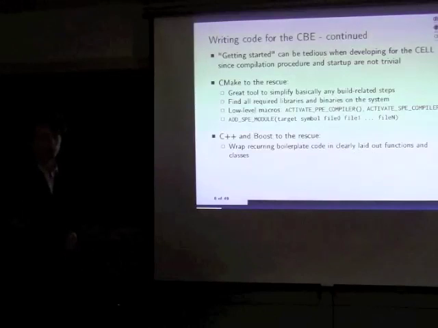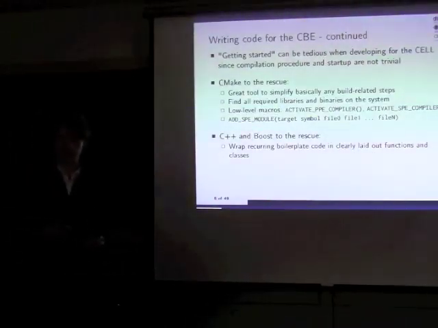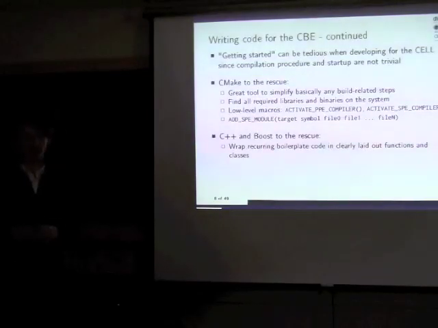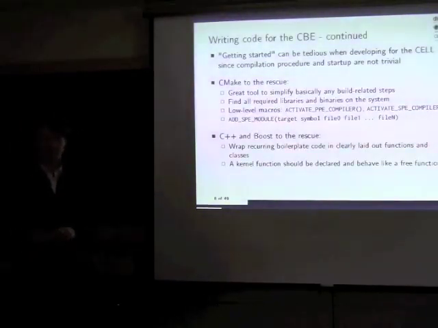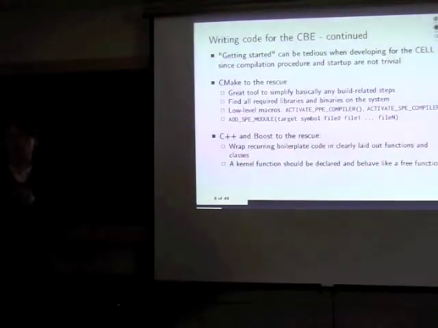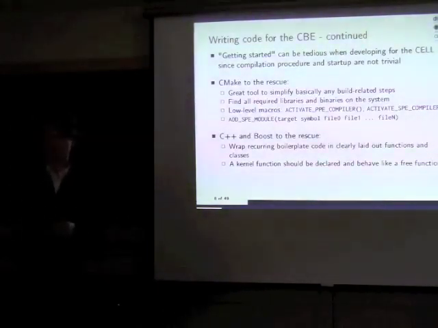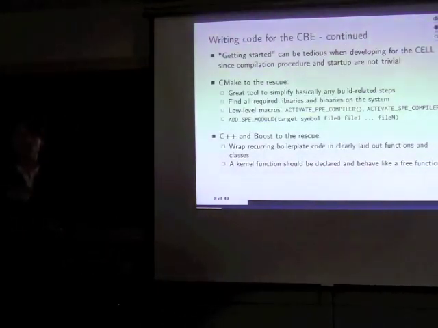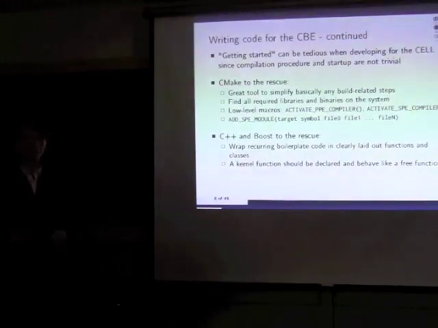The recurring boilerplate code that you have to write to start SPU code and pass your arguments can be, of course, wrapped in functions and classes. And really what you want in the end is that you write your kernel that you want to run on the SPU just as a free function. You say, okay, this is my kernel, it takes these arguments, and then on the PPU, you just call it as a free function. This is really the goal you have.